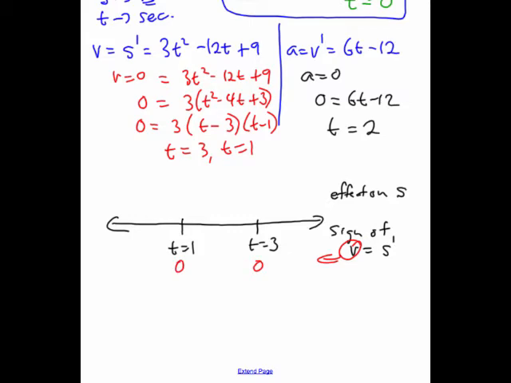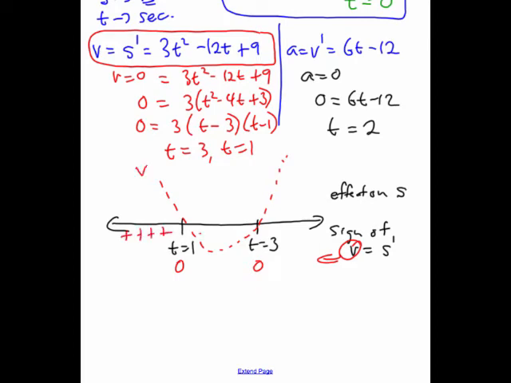Okay, so my velocities are 0 and 0 here. And since I know the shape of my velocity graph, which is a parabola opening up, I can quickly see that this is my velocity function. I got a positive velocity, negative, positive. I therefore know that my position is increasing, decreasing, and increasing. So the particle is moving to the right, then it's moving to the left because position is decreasing, then the particle is moving to the right. Let's next move to acceleration.